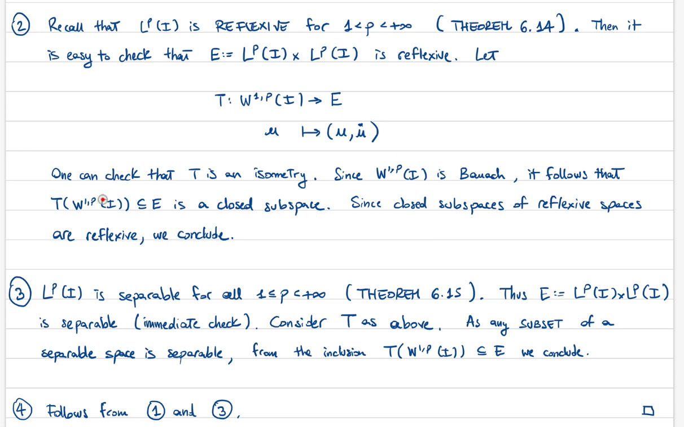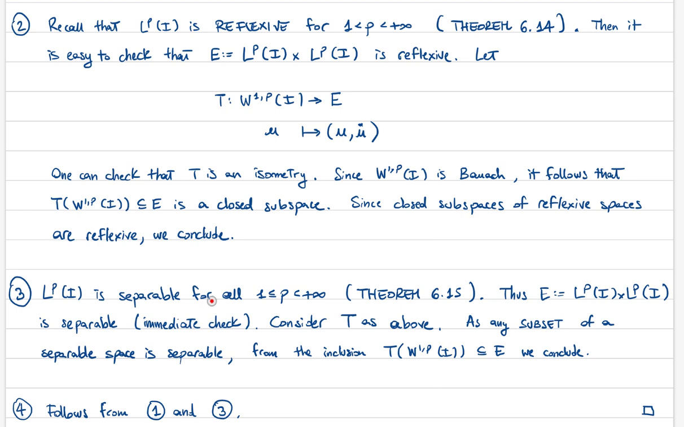Okay, so this is a closed subspace of E, and you know that closed subspaces of reflexive spaces are reflexive, and therefore we conclude that this image is reflexive, and since this operator was an isometry, we also conclude that W^{1,p} is reflexive.